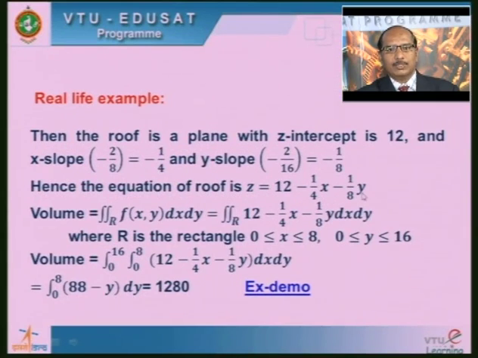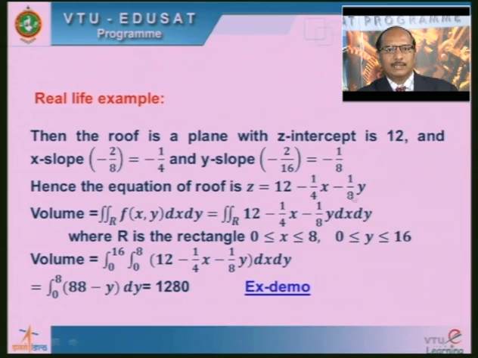We can verify at all the corners. When x equals 0 and y equals 0, z is equal to 12. At the z axis, the height of the building is 12. Similarly, you can verify on the x axis and y axis by substituting, and you will find the height of the building there. Now, the volume is nothing but the double integration of the function f(x,y) dx dy. Here the function f(x,y) is z, the plane, 12 minus x by 4 minus y by 8, dx dy.